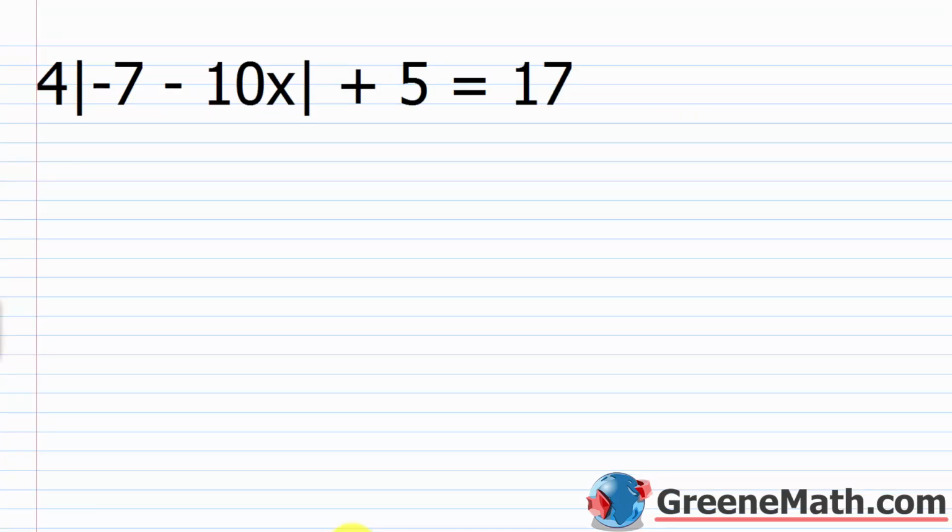All right, let's take a look at another one. So suppose we had 4 multiplied by the absolute value of negative 7 minus 10x. Then we had plus 5, and this was equal to 17.